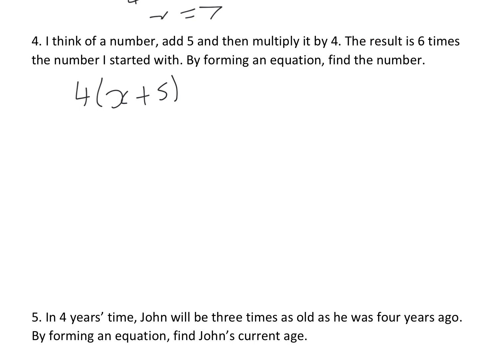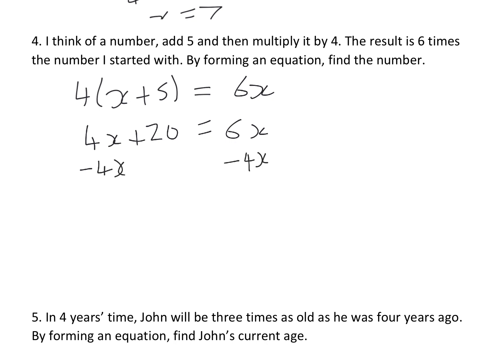The result is, that means equal to, 6 times the number I started with. So the number we started with I'm calling x, so it would be 6 times x. To solve that equation, I would expand the bracket out. 4x plus 20 equals 6x. I would take off the smaller number of x's. So we'd be left with 20 equals 2x. And if 2x's are 20, divide through by 2 to get that 1x is equal to 10.